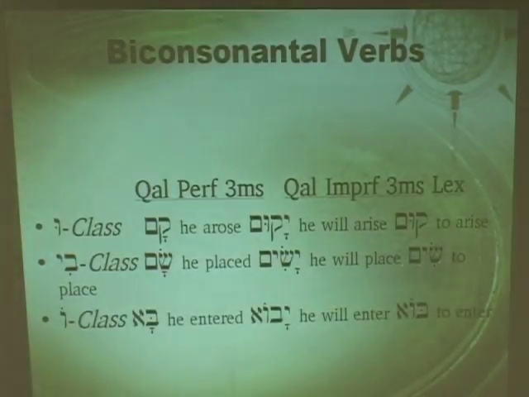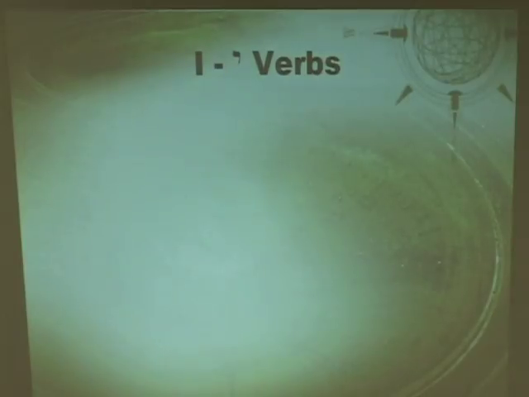There's a class which has a hirek yod, like in sam, he placed. Yasim will be he will place, and comes from sim. You see how the hirek yod is appearing in a lexical form. In a third person masculine singular, it will be just sam, as opposed to sim that we see here. And that becomes clear where that yod went, basically dropped out as we went into a third masculine singular. And there is a holem vav class, like in the verb ba, he entered. Yabo, or yavo, he will enter, and comes from bo, to enter. So these are only 3 types, 3 classes.